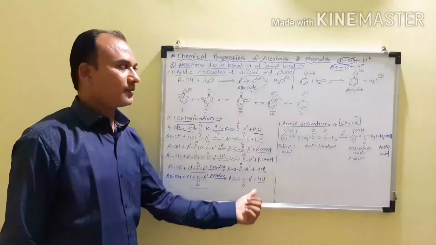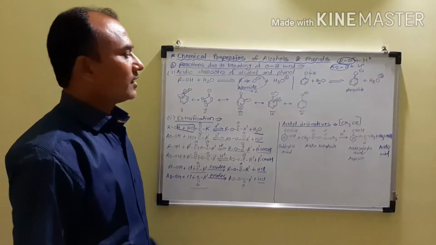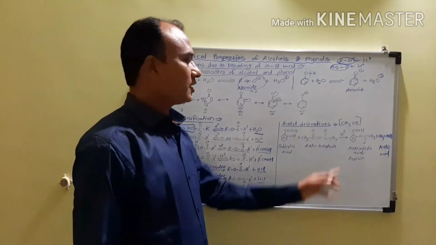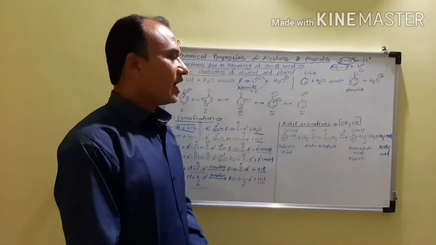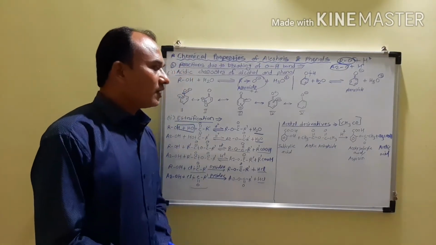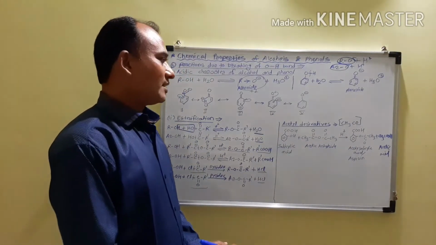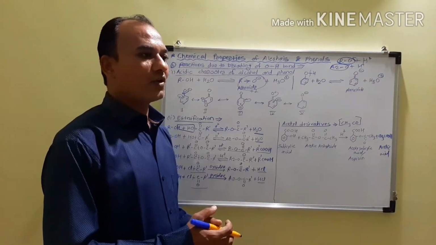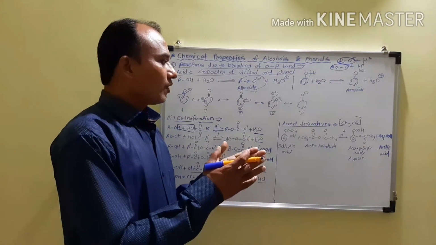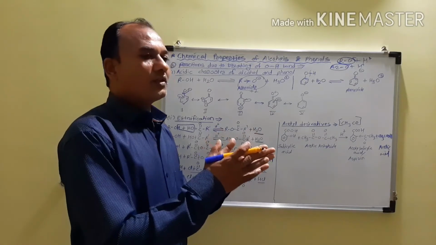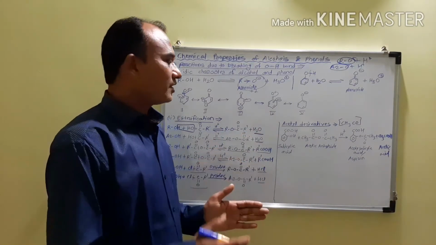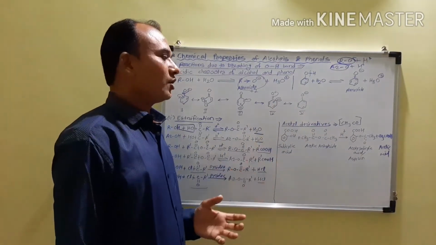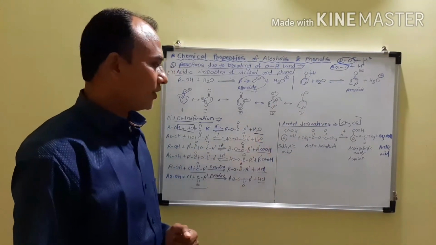Now next, acetyl derivatives. The CH3CO group is called the acetyl group, and the products of alcohols and phenols which form esters with the acetyl group are called acetyl derivatives.